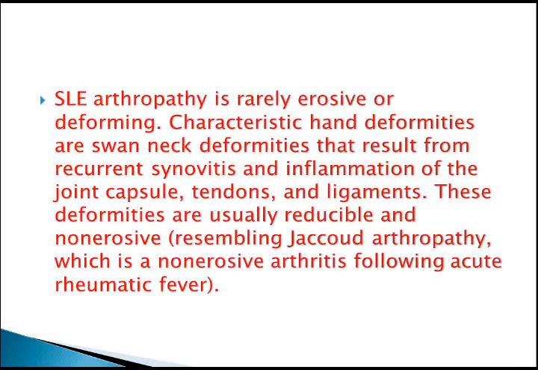Characteristic hand deformities are swan neck deformities that result from recurrent synovitis and inflammation of the joint capsule, tendon, and the ligaments. These deformities are usually reducible and non-erosive, resembling Jaccoud arthropathy, which is non-erosive arthritis following acute rheumatic fever.